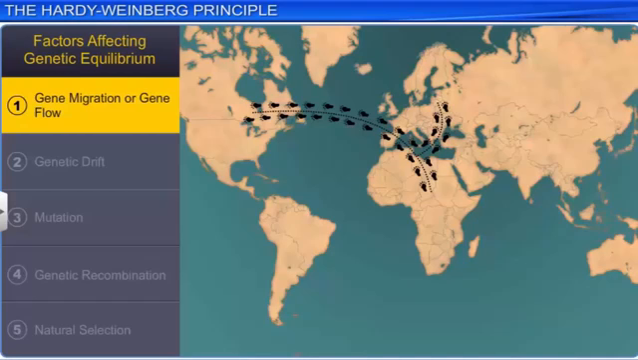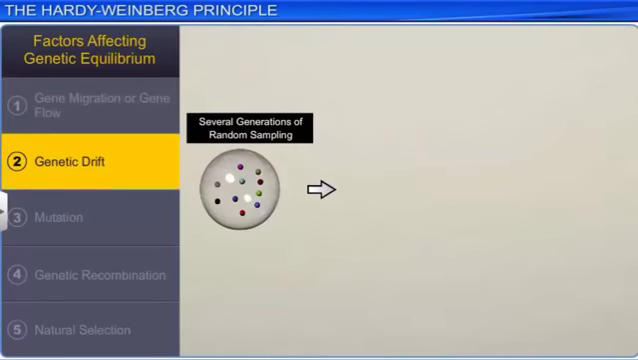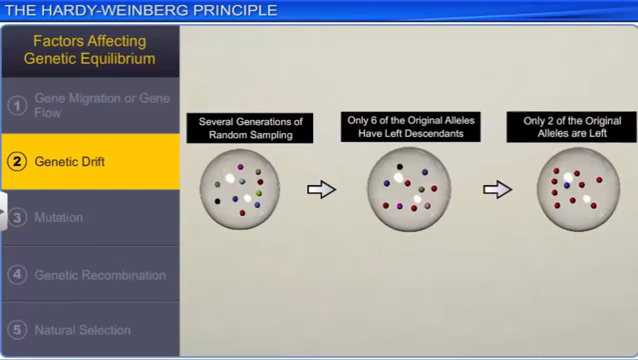When this gene migration takes place many times, it is called gene flow. Another factor that affects genetic equilibrium is genetic drift, which is a change in the relative frequency with which a gene variant occurs in a population due to random sampling and chance.